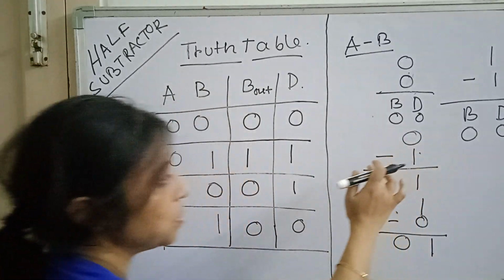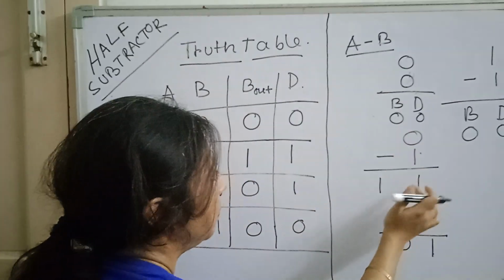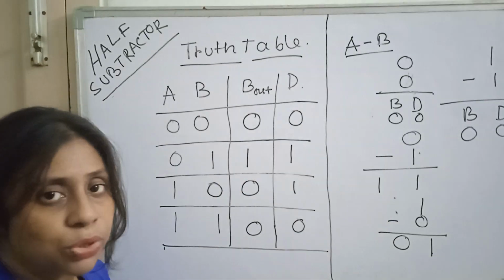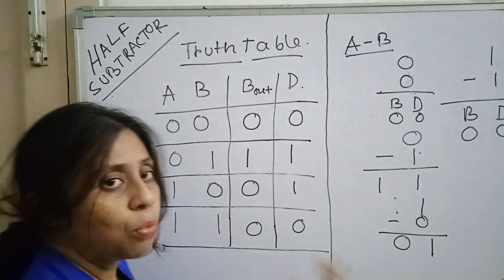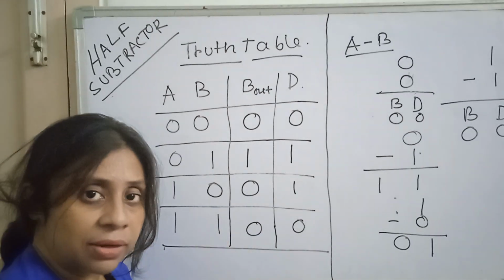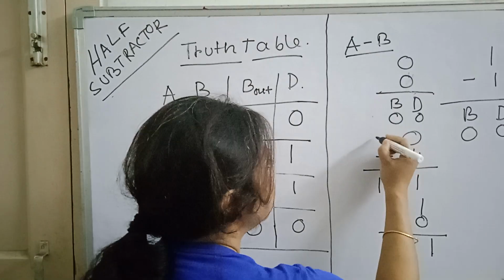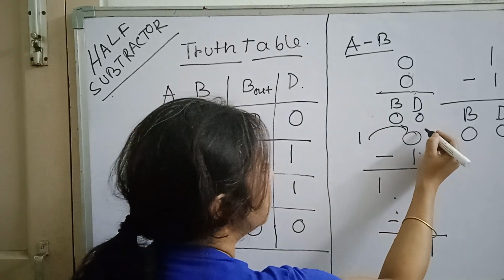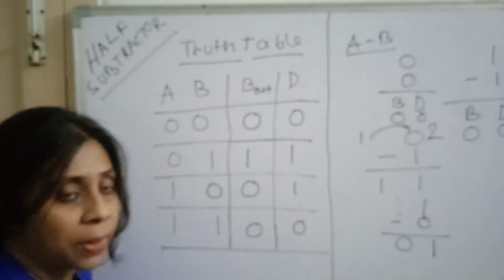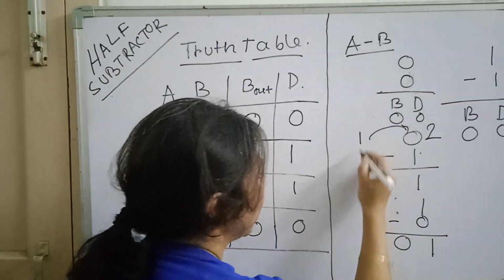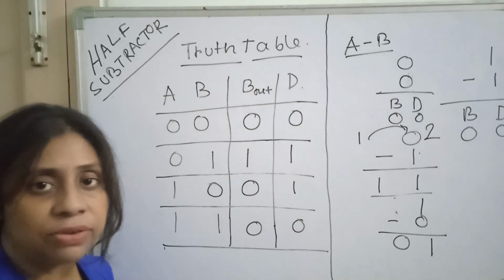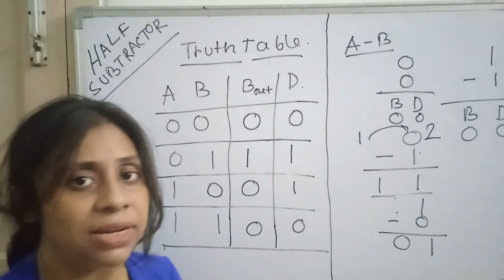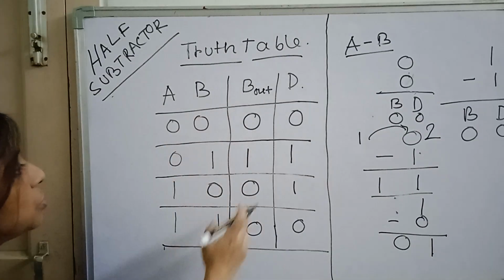Now in case of 0 minus 1, I am briefly explaining it. See, 0 minus 1, so we cannot subtract 1 from 0. So what we have to do? We have to take 1 as a borrow from the next higher bit position. So we have taken 1 as a borrow. While this 1 is coming to the lower bit position, its value will be 2. Now 2 minus 1 is 1 and this is 1. This thing in detail is covered in the binary subtraction lecture, so please go through that. I will provide that in the description box. Now this is our truth table.